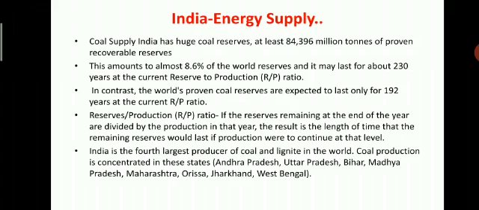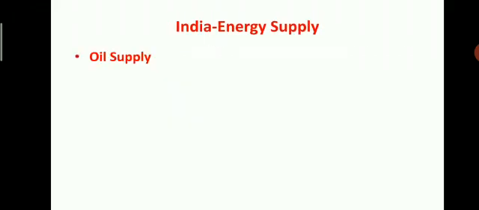India is the fourth largest producer of coal and lignite in the world. Coal production is concentrated in the states Andhra Pradesh, Uttar Pradesh, Bihar, Madhya Pradesh, Maharashtra, Orissa, Jharkhand and West Bengal. In Maharashtra, Chandrapur is the source of coal. Let us see oil supply in India.